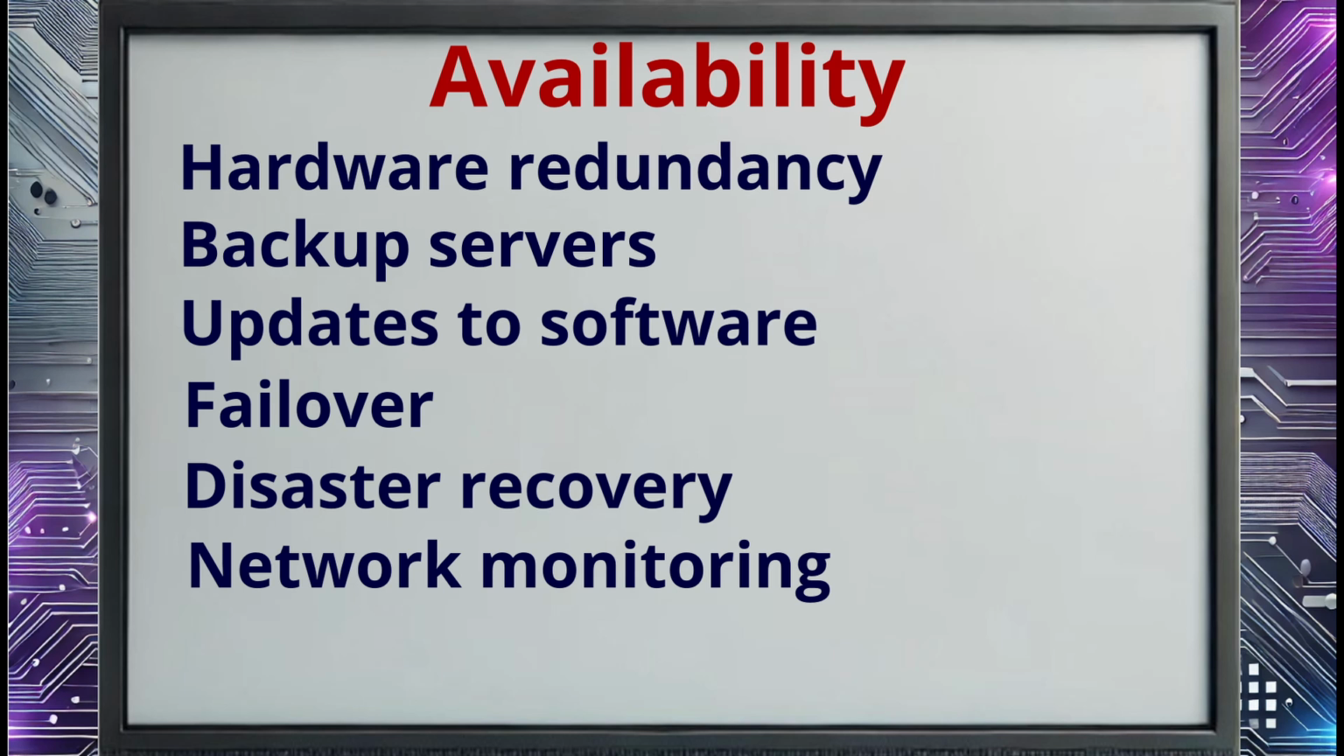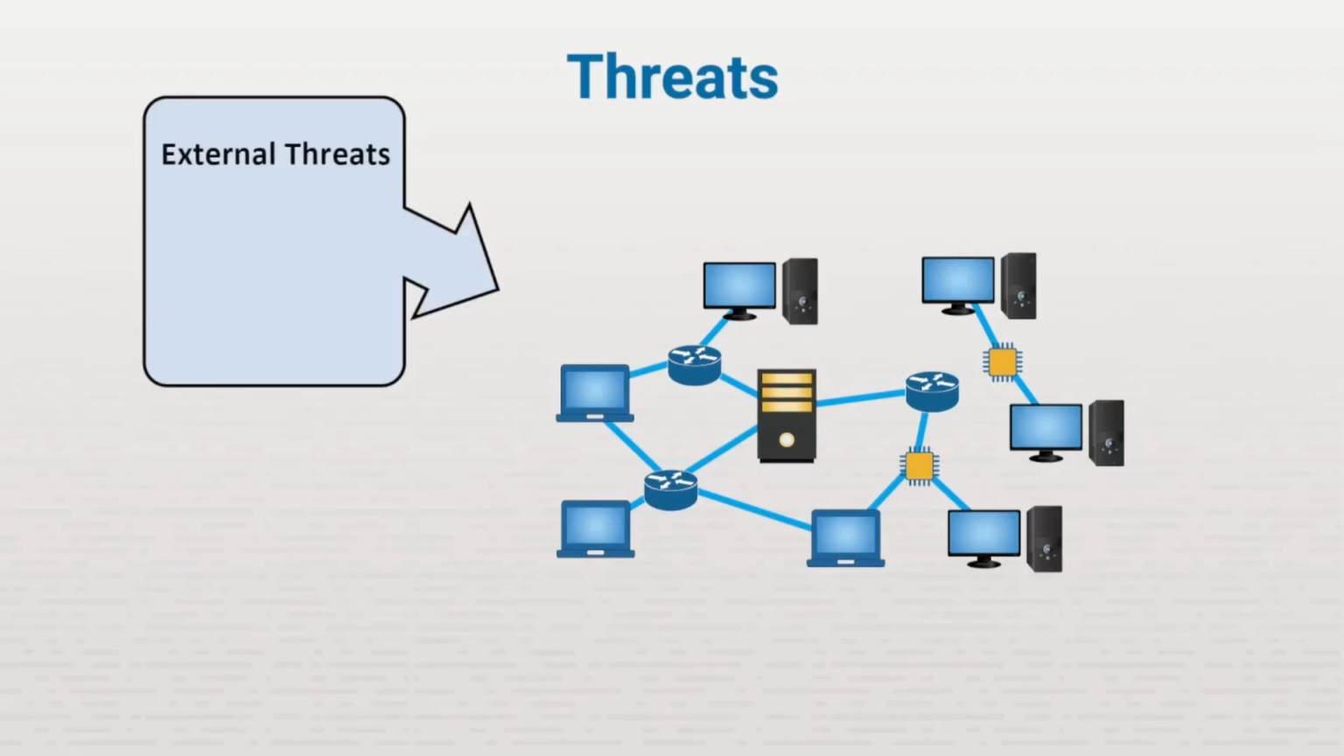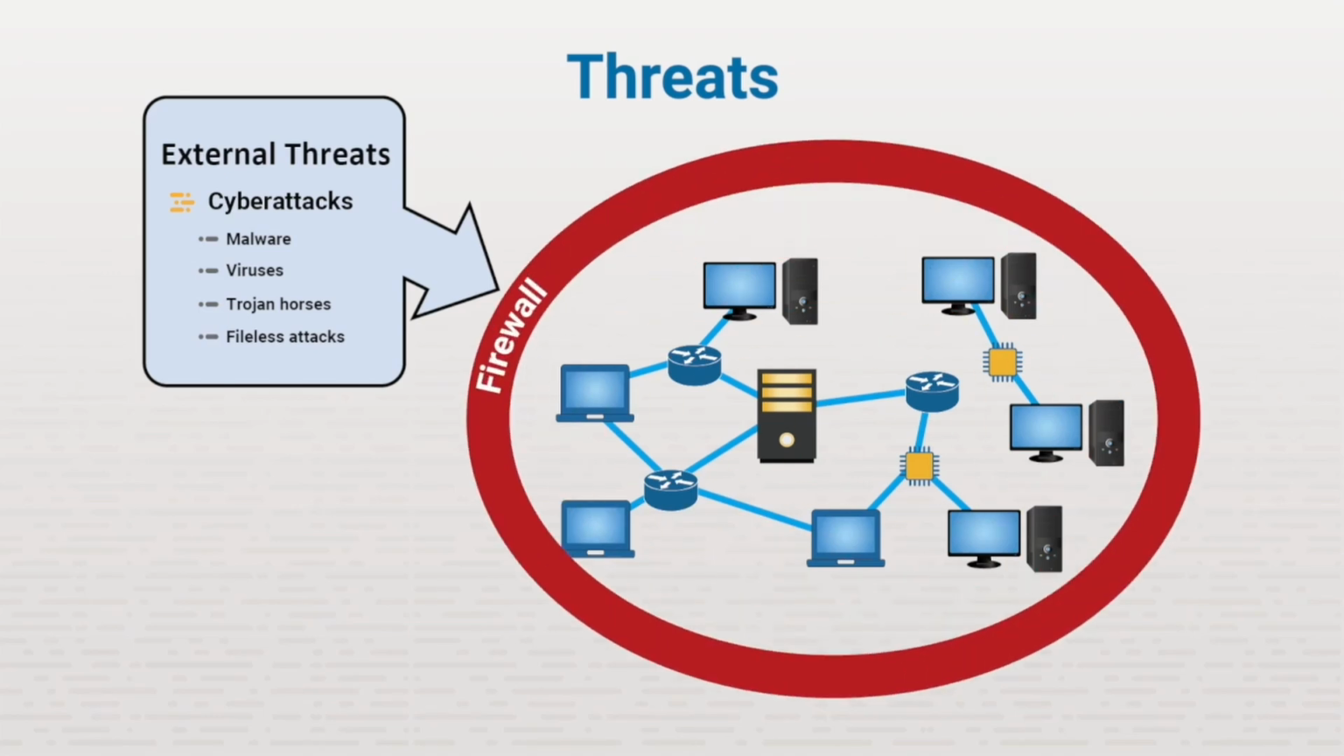But now let's talk about actual threats to a network. Threats generally fall into two categories: external and internal. External threats are the ones that usually come to mind first. They include cyber attacks such as malware, viruses, Trojan horses, and fileless attacks. Countermeasures for these incorporate strong firewalls, anti-malware and antivirus software, and intrusion detection systems.